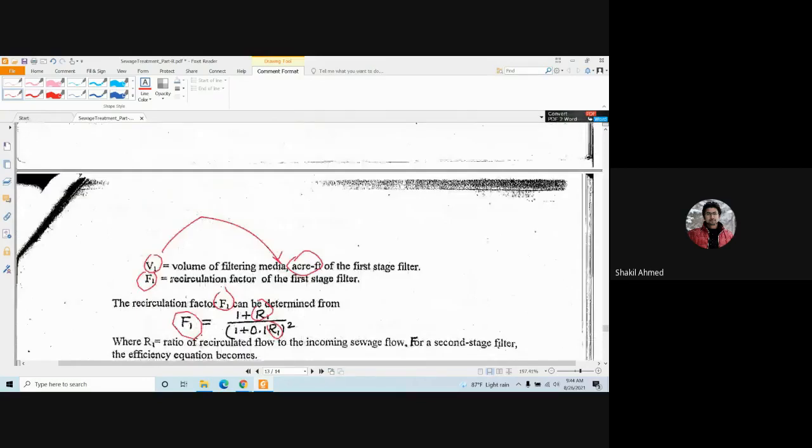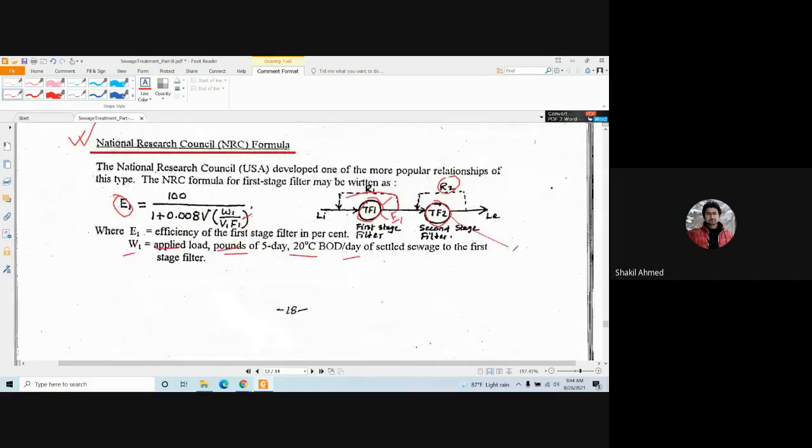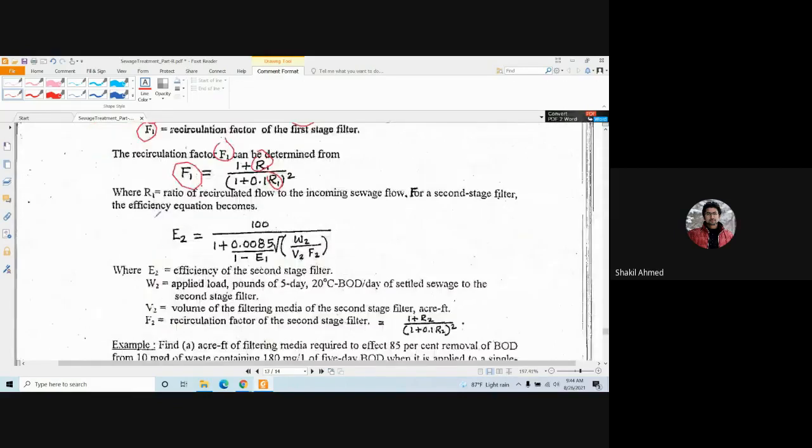Similarly, the efficiency for trickling filter 2, E2, can be calculated from this equation. Clear? Is it clear, guys? Yes, sir.